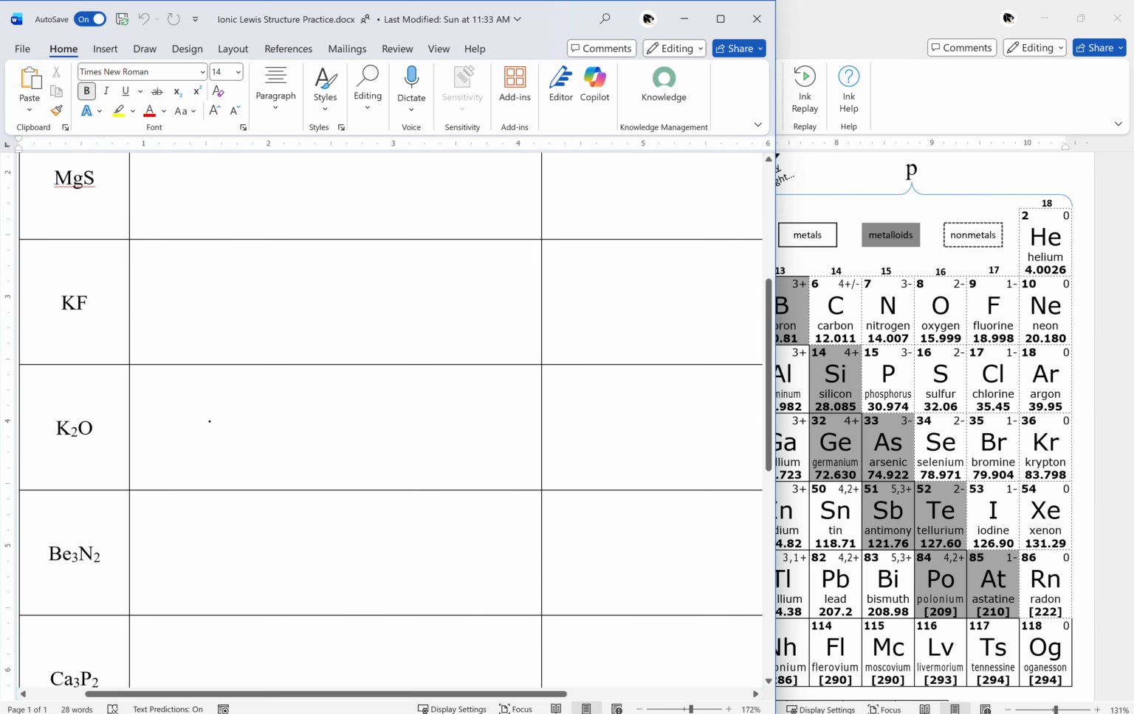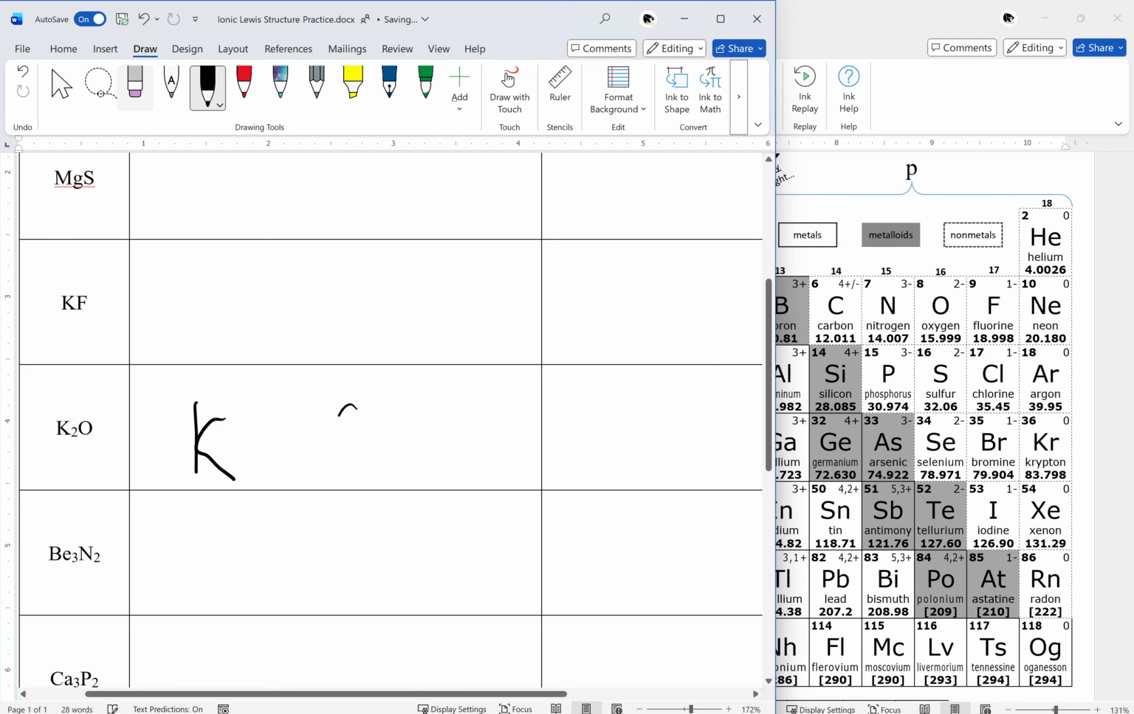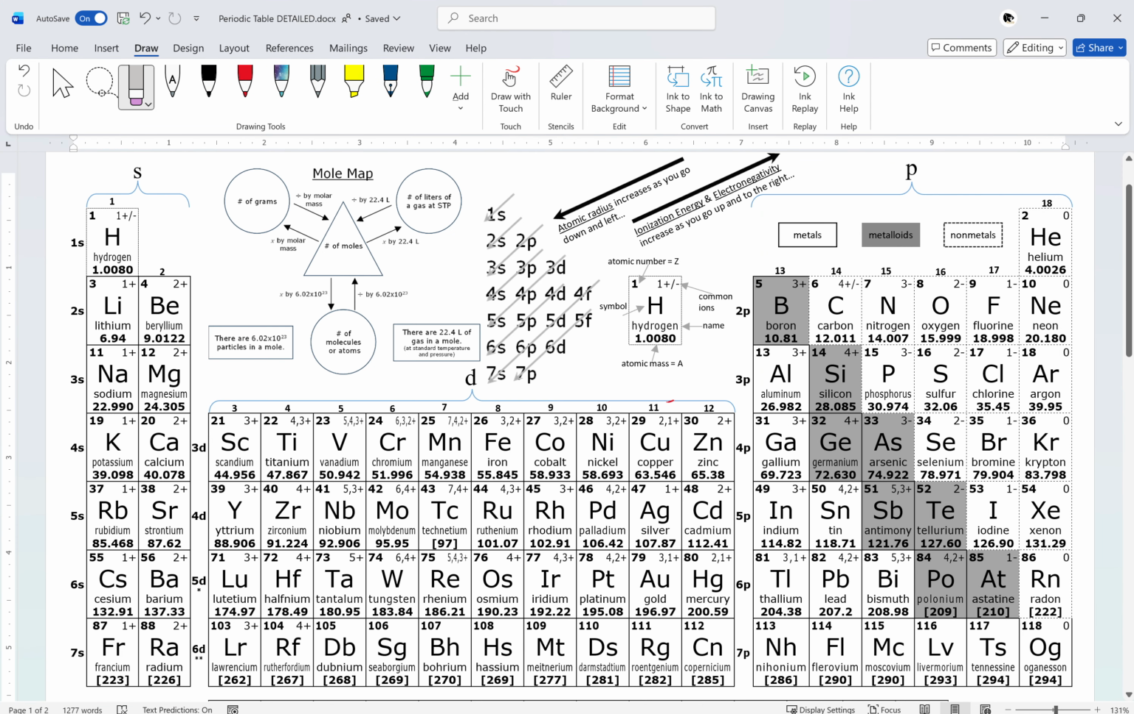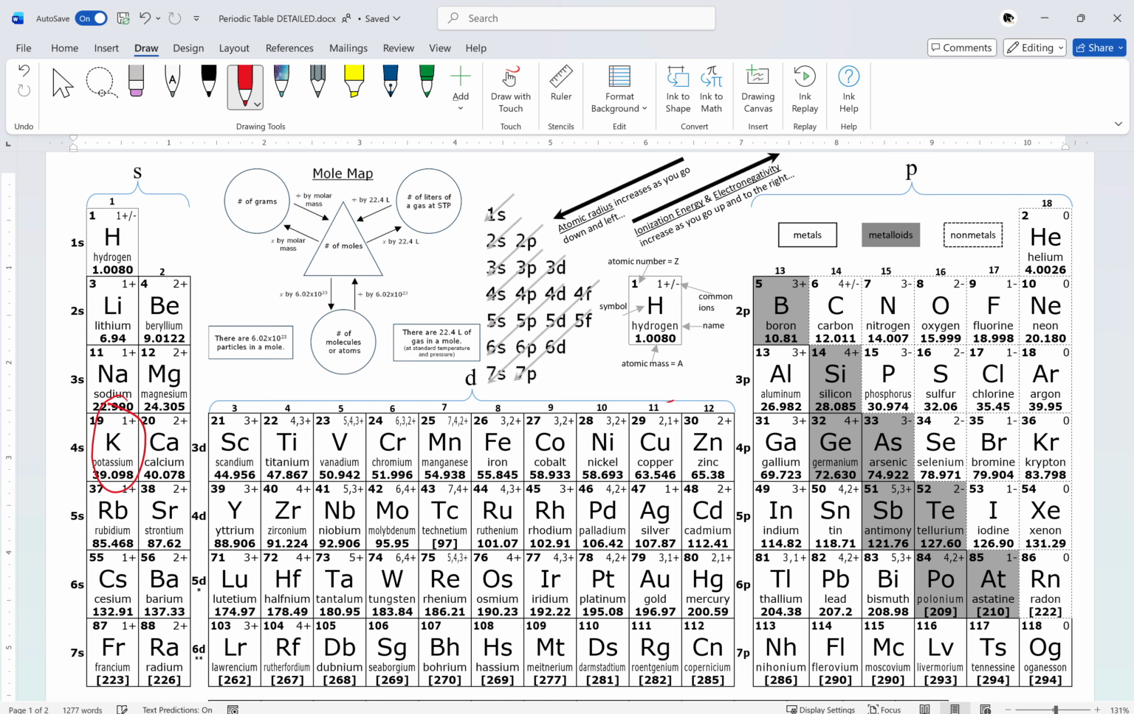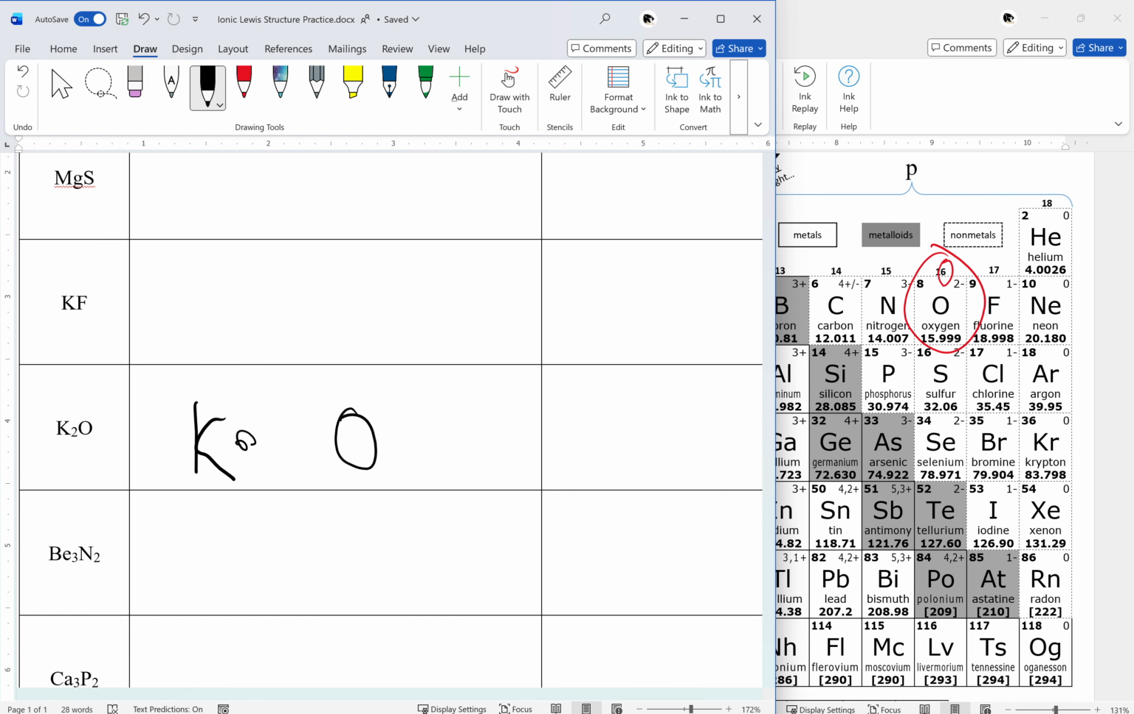All right, so going back here, we have K2O. I'm going to have K and O, just one of each element over here. On the periodic table, potassium is in group 1 and oxygen is in group 16. So 16, 6. Group 1, 1. Going back over here, potassium will have 1 dot and oxygen will have 6 dots. Sorry, it's a little messy. It's kind of hard to draw on this.